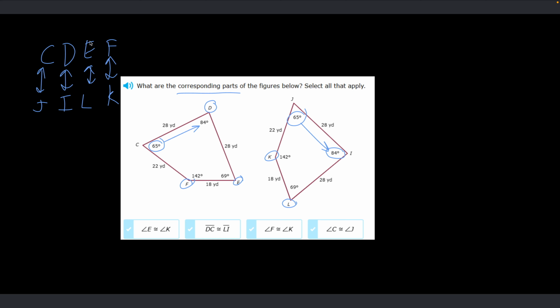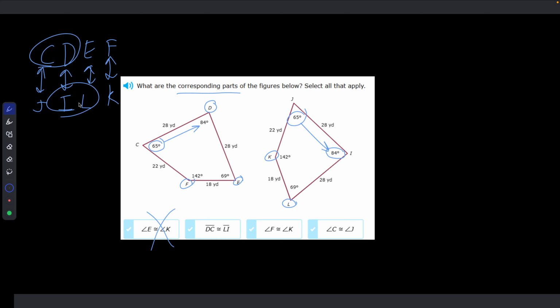Does E match with K? No, it does not. So this answer is incorrect. Does side DC match or is it congruent to LI? So DC would be here. Does it match with L and I? No, it does not. So this answer is incorrect.